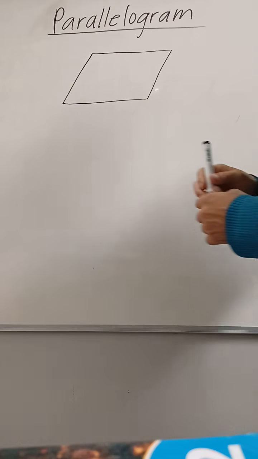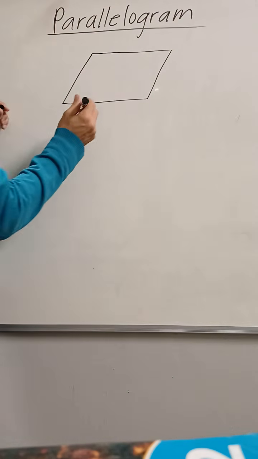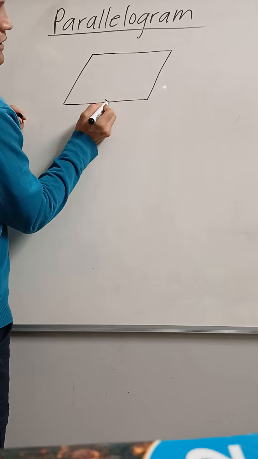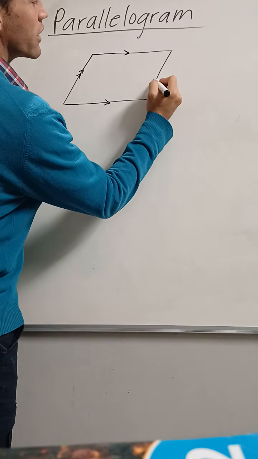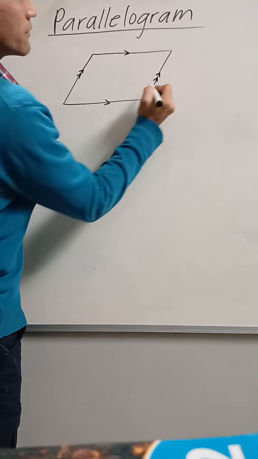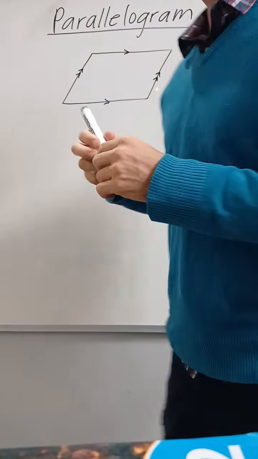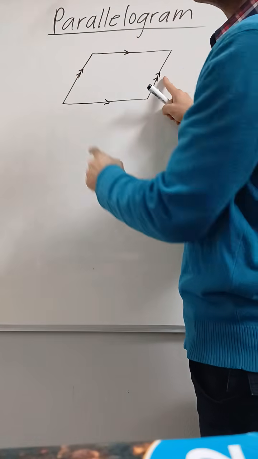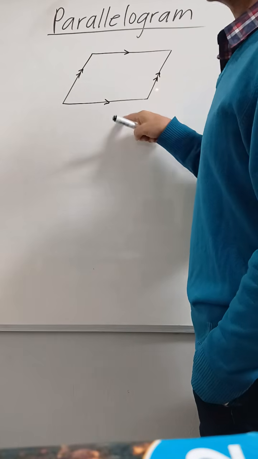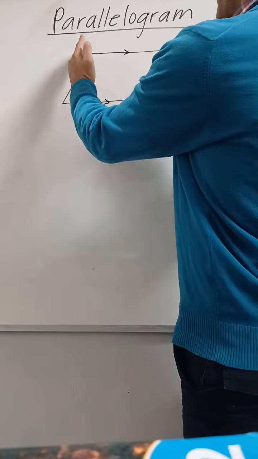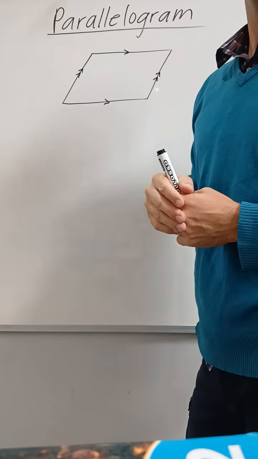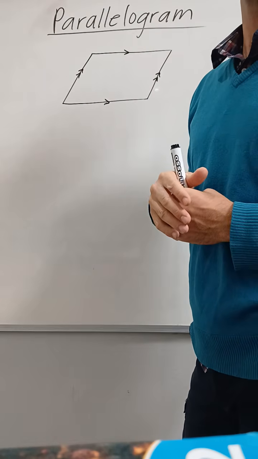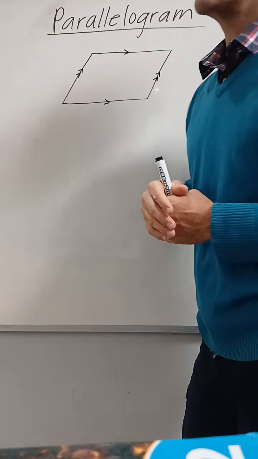The first thing you can say when you look at the parallelogram is that the opposite sides are parallel, both pairs. Don't just say opposite sides parallel, say both pairs. Because for a trapezium, it is one pair. For a parallelogram, both pairs of opposite sides are parallel. That's the most important property of a parallelogram.